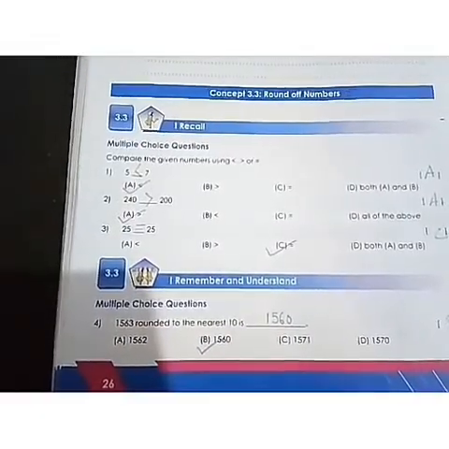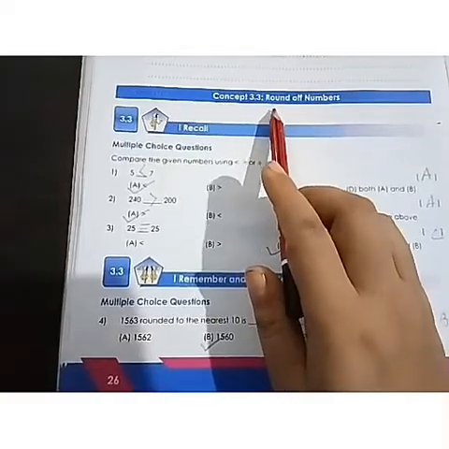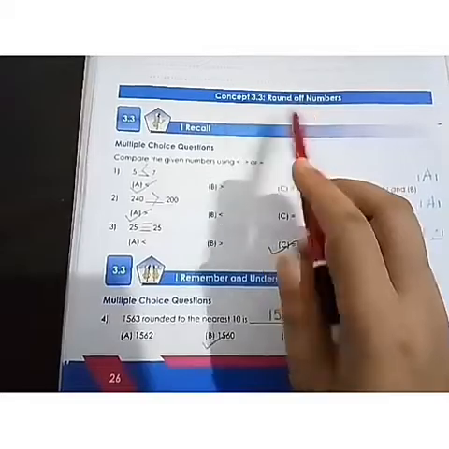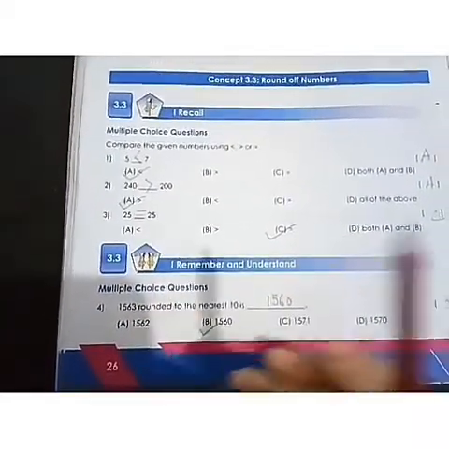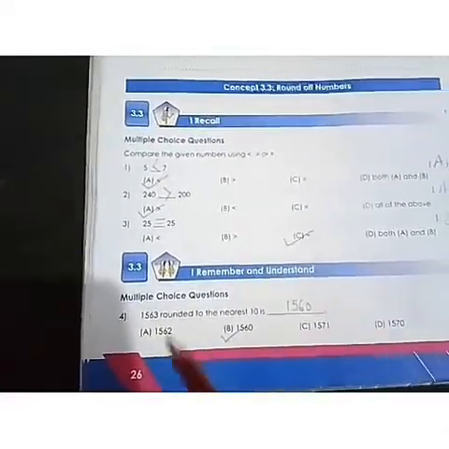Alright. The main objective for today's class is rounding off numbers to the nearest 10, 100, 1000. Okay. So let us start the class. So children, we are going to do the concept 3.3, that is round off numbers, of the workbook, that is page number 26, 27, 28, 29 and 30. Alright. So let us look at the questions.